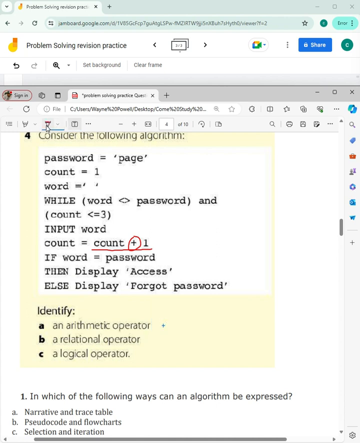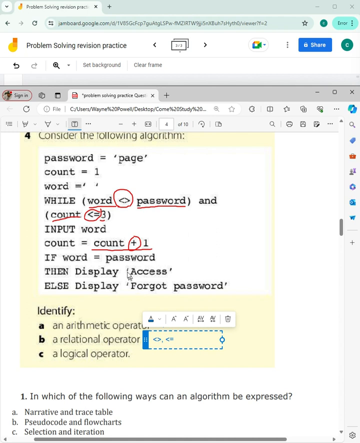A relational operator, relational, it's doing a comparison, comparing values. Where do you see comparison happening? We see word. This variable word is being compared to a password. So this one would be a relational operator. We see here count is being compared to 3. So count is less than or equal to 3. That's a relational operator. So 2 relational operators happening, the not equal to and the less than or equal to.